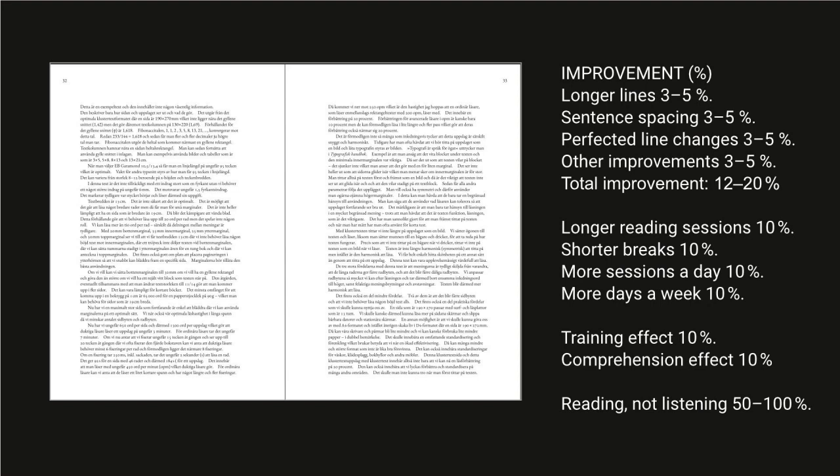Thus, we have taken into account three big immediate improvements: the longer line length, sentence spacing, and the perfected line breaks. All other minor improvements we can perhaps also assume to give an immediate improvement of 3 to 5%. One example is the margins. If we avoid moving our thumbs and avoid reading curved text, we may be able to read a little faster with a little better fluency.